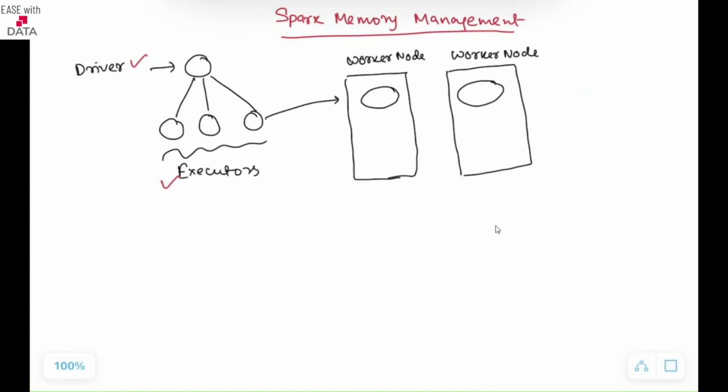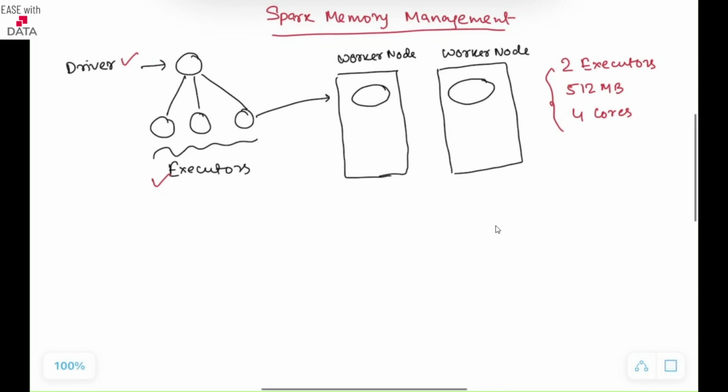Now, consider a case where you have requested two executors, each with 512 MB memory and 4 cores. Now, it is the duty of your resource manager to allocate all of this on the worker nodes. Your cluster runs on the worker nodes, right? So consider you have two worker nodes, worker 1 and worker 2.